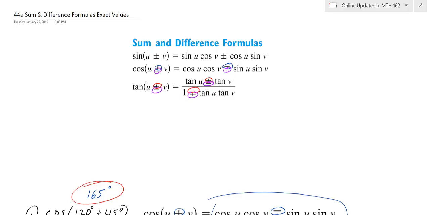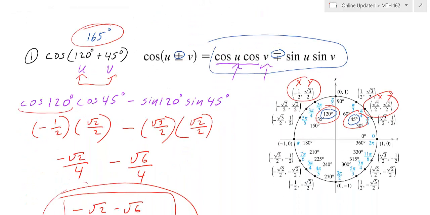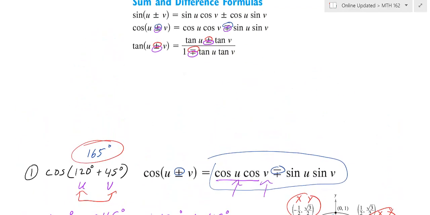And keep in mind, of course, if we were using the tangent, when you go to the circle, the tangent, remember, is simply looking at your y-coordinate divided by your x-coordinate. So other than that, calculating the sum and difference would be exactly the same for the tangent function.